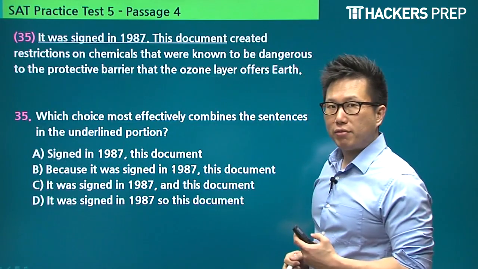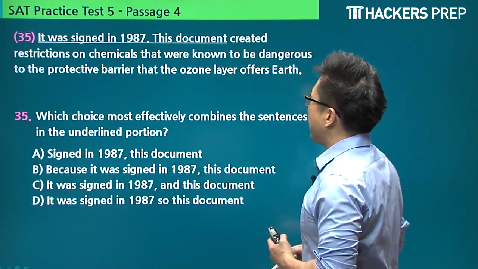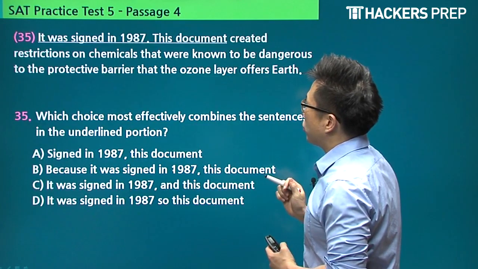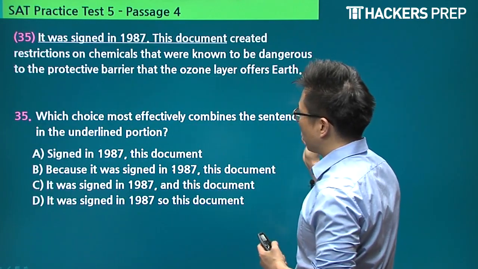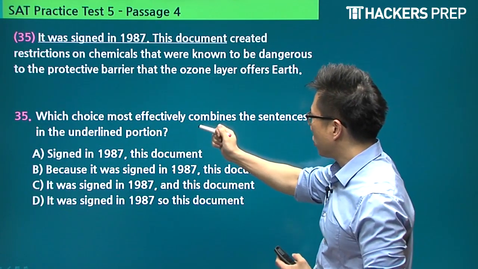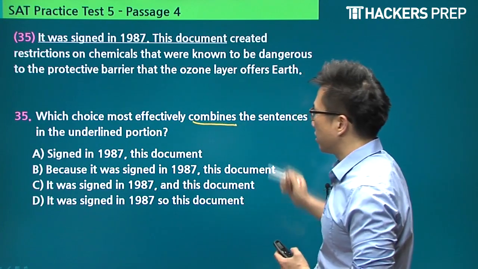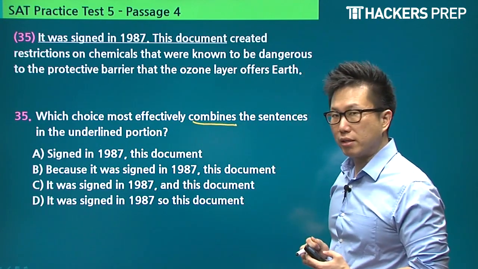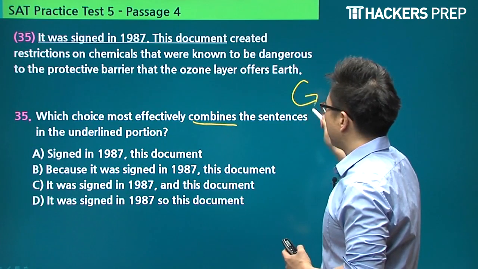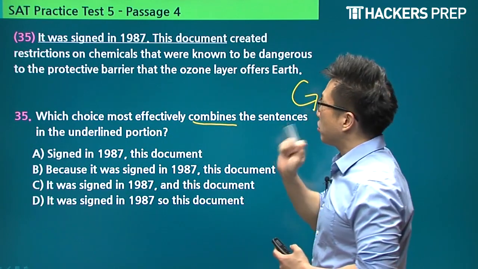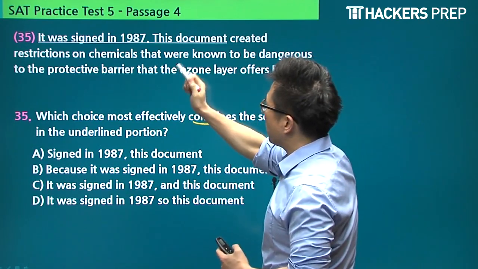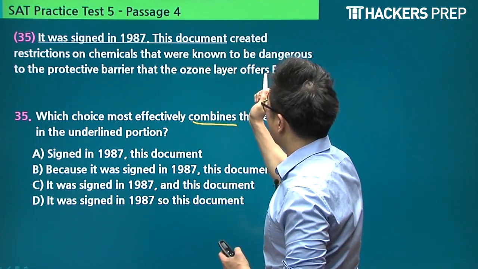Now look at 35. It was signed in 1987. This document created restrictions on chemicals that were known to be dangerous. Now look at the question here. Which choice most effectively combines the sentences in the underlined portion? Combines. So this is a grammar question. Now let's take a look here. You have, it was signed in 1987, this document created.